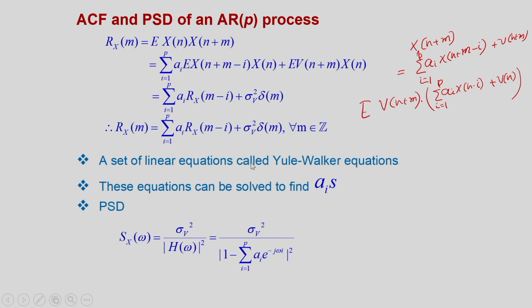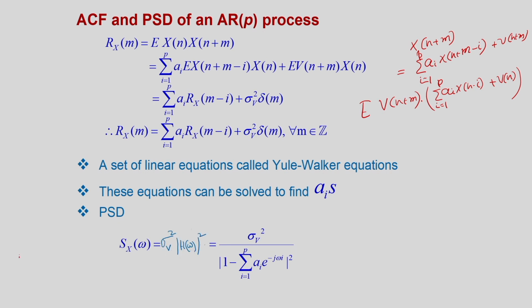This set of linear equations are known as Yule-Walker equations, and they can be solved to find out the values of a_i. Now, how to find out the power spectral density? Sx(omega) is equal to sigma_v squared into mod of H(omega) squared, and if I substitute mod of H(omega) squared, we will get sigma_v squared divided by mod of 1 minus summation a_i e to the power minus j omega i, i going from 1 to p, whole squared. So, this is the power spectral density of the AR(p) process.